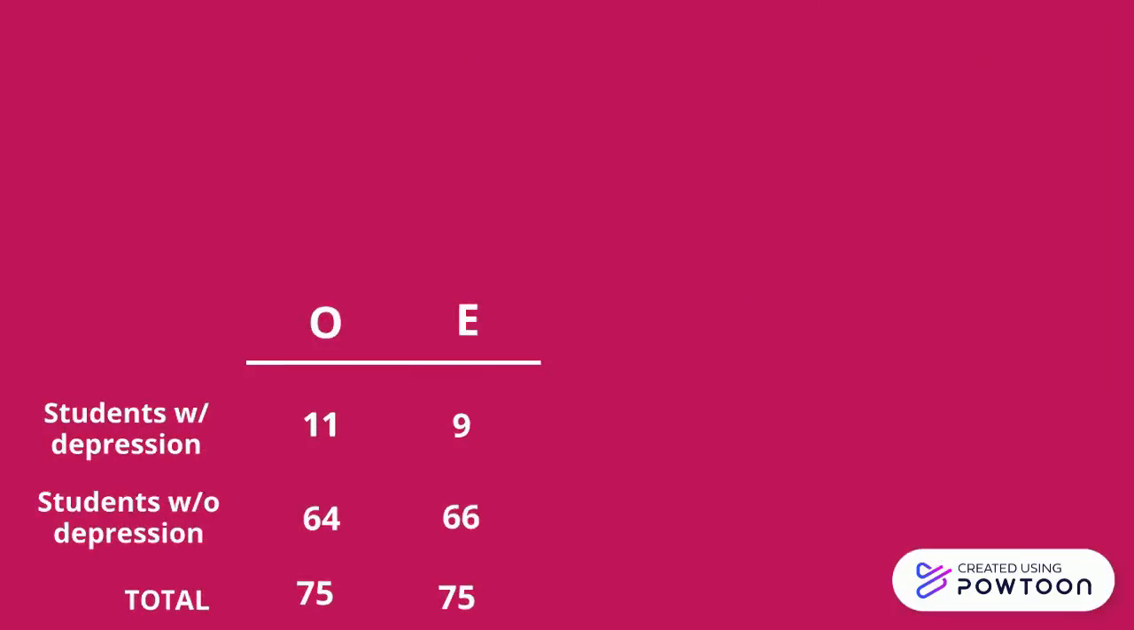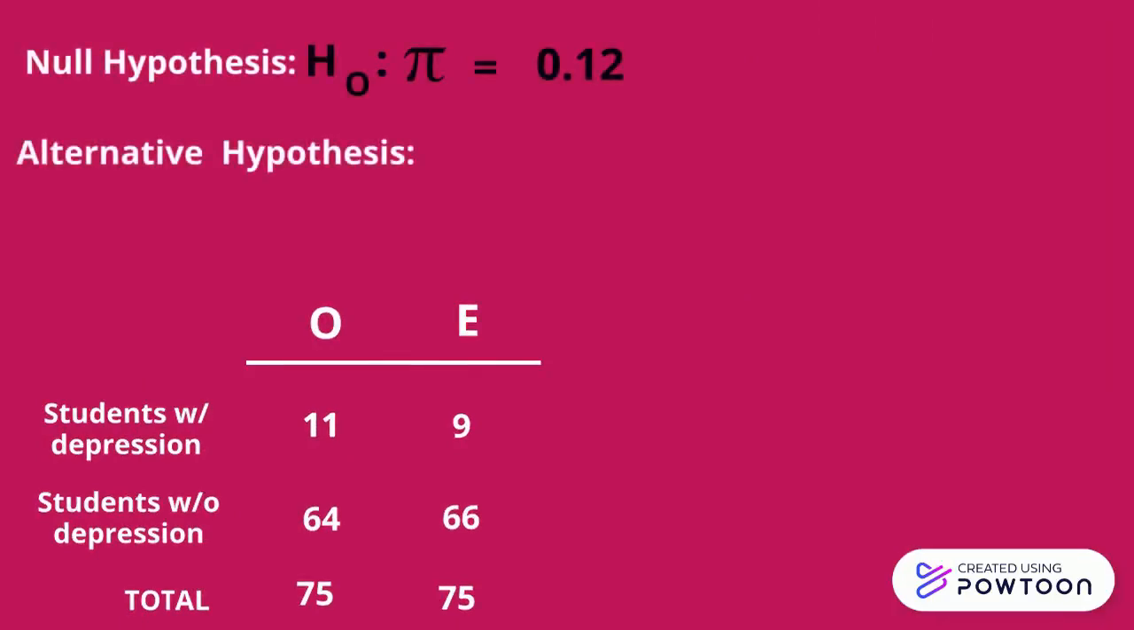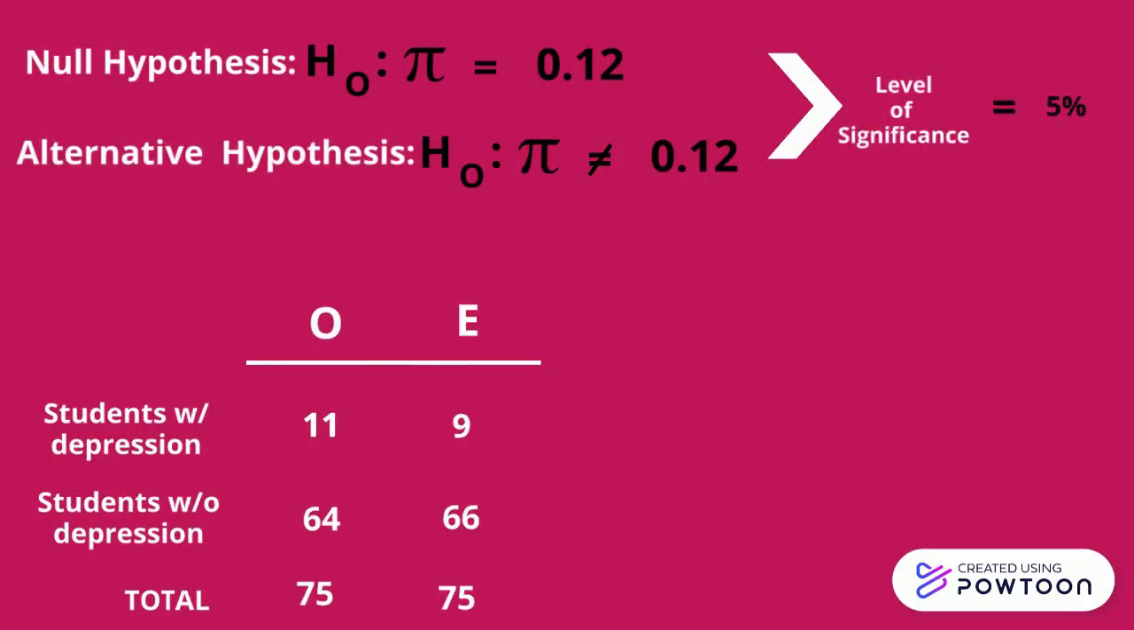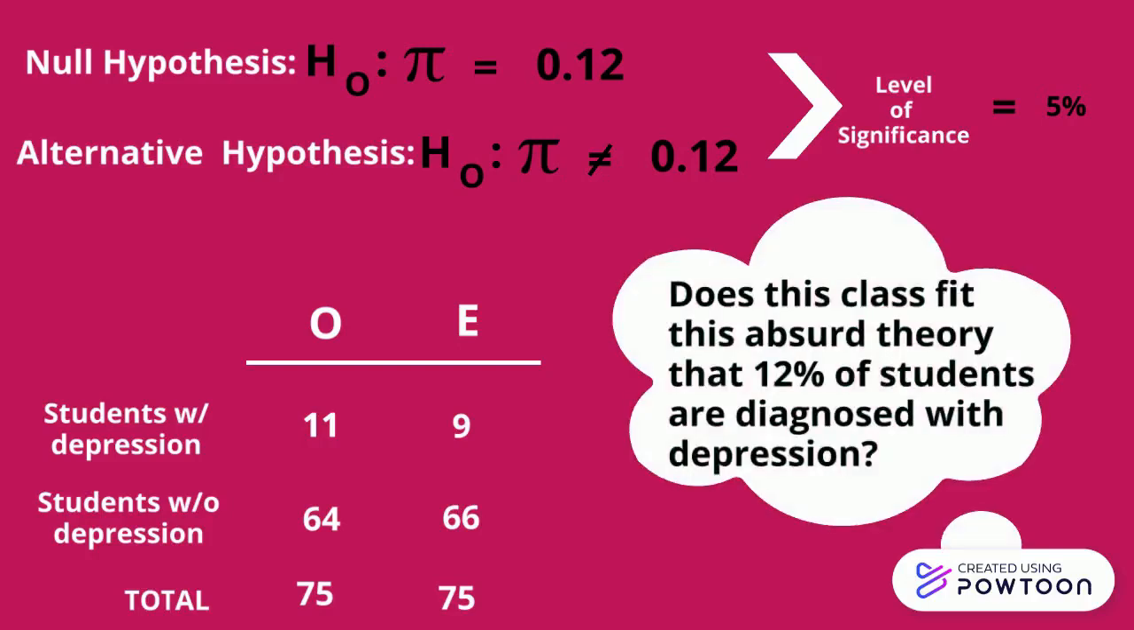So the question is going to be, how close is our observed sample to what we might expect? Is our observed sample far enough away from what we expected to really cast some doubt on this theory that only 12% of college students are diagnosed with depression? Now let's go through the steps of calculation.